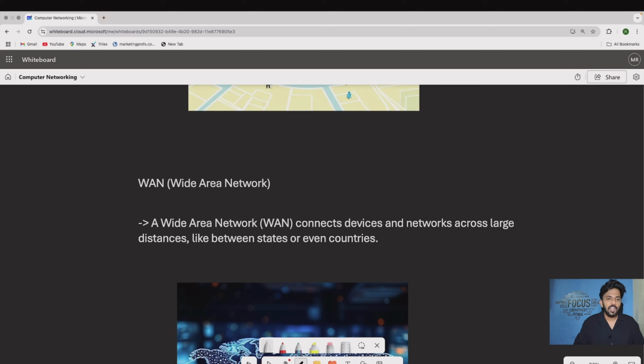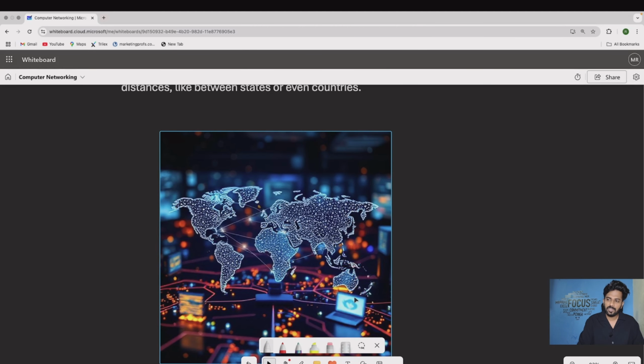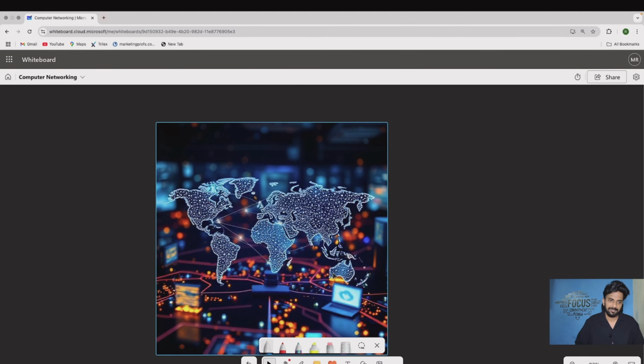Now back to our story. The company where our person works has now expanded and opened offices in different countries like India, USA and Germany. So to connect all these global offices, they need to build a WAN. If you look at this image, all the countries are connected. They might use leased lines, satellite connections or even the public internet to link these faraway places. This is how everything is connected globally.